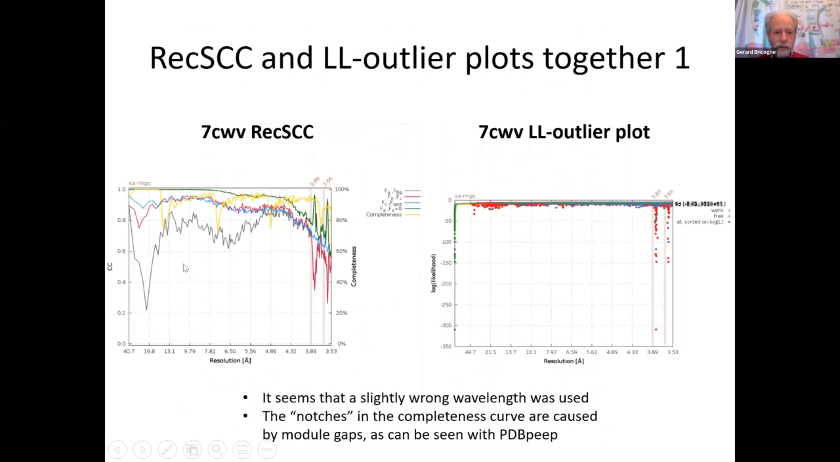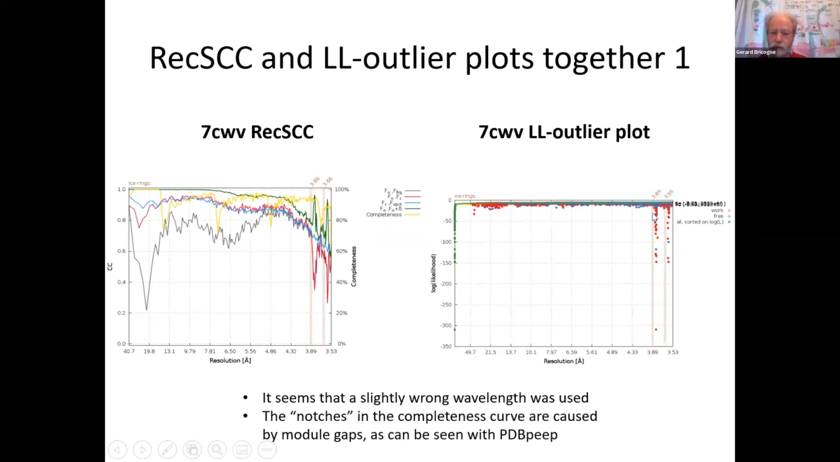This is a rather tormented plot. You can see that there are notches in the completeness. We will see why in a moment. There are also what we call icicles in the red curve. There are also upward facing icicles here, which means that the sigmas have been underestimated. And a further feature is that here it seems that the unsatisfactorily filtered ice rings are not quite at the expected resolution.